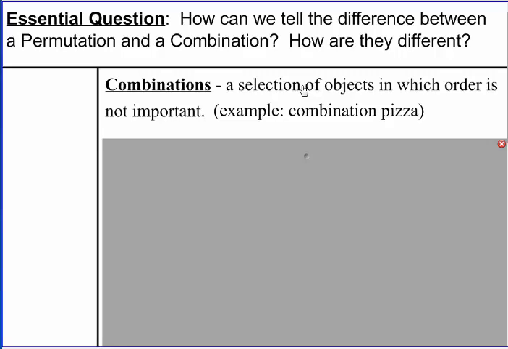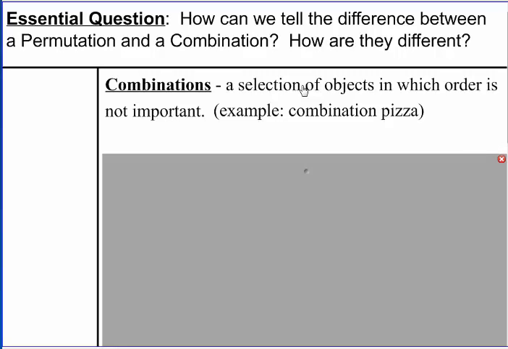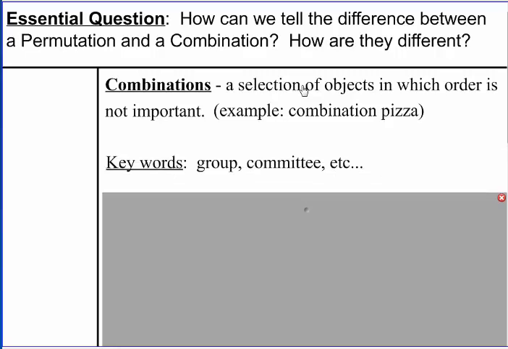Once you get your base, so you've got your sauce and your cheese, that's the base, then the order in which all the other toppings go on top of the pizza does not matter. The pizza is still going to have all the same toppings all over it. So a combination pizza is one way to think about a combination and order not making a difference. Doesn't matter the order in which things are done. Some key words to help with this would be group or committee. Those are some common ones.